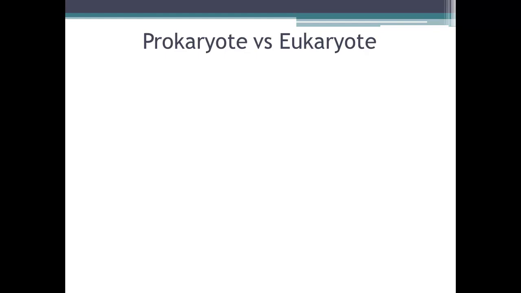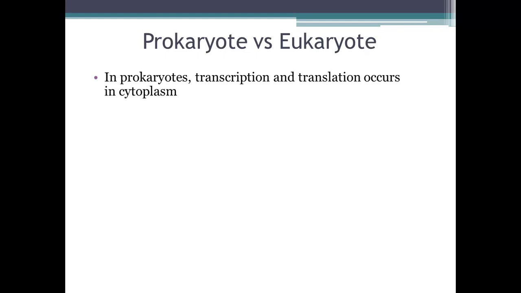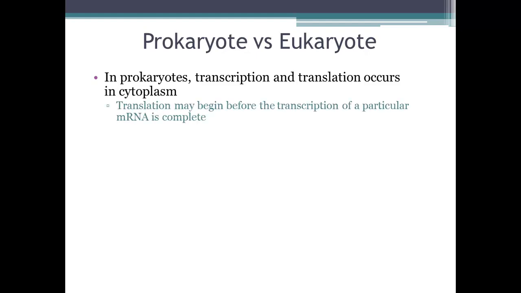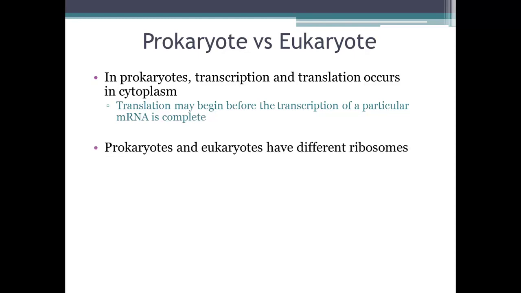Prokaryote versus eukaryote. In prokaryote, transcription and translation occurs in the cytoplasm. Translation may begin before the transcription of a particular mRNA is complete, since the start codons of the mRNA being transcribed is available to the ribosomes. Prokaryotes and eukaryotes have different ribosomes. Remember, prokaryotes have 70S, eukaryotes have 80S.